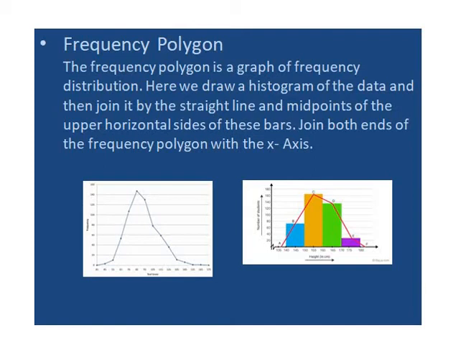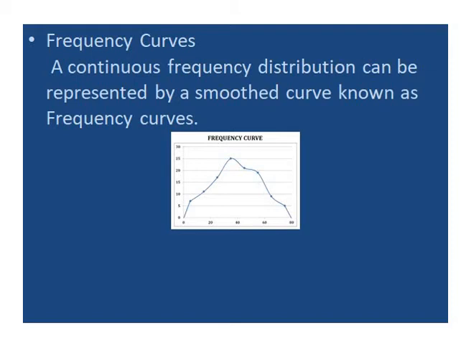Next we have frequency curves. It is similar to a frequency polygon. The difference is that here we don't use straight lines; we use a freehand curve. A continuous frequency distribution can be represented with a smoothed curve, not a pointed one. So that is the frequency curve.